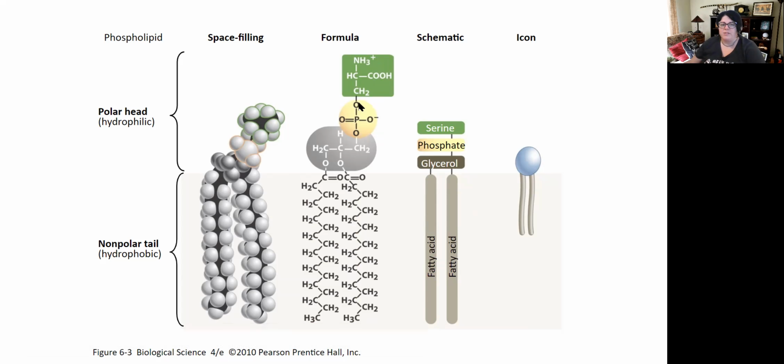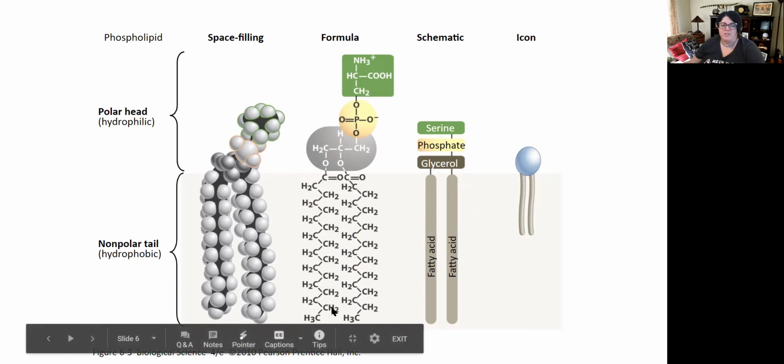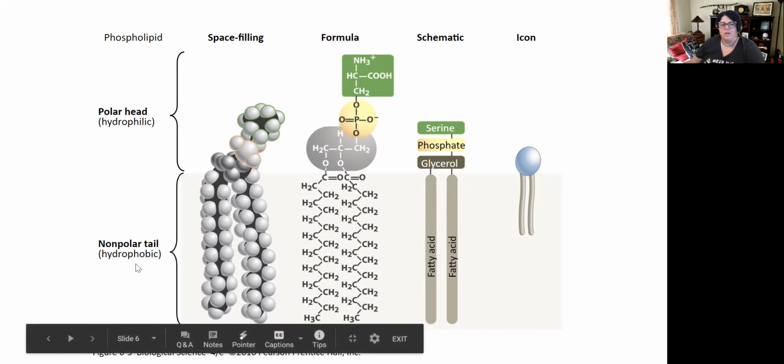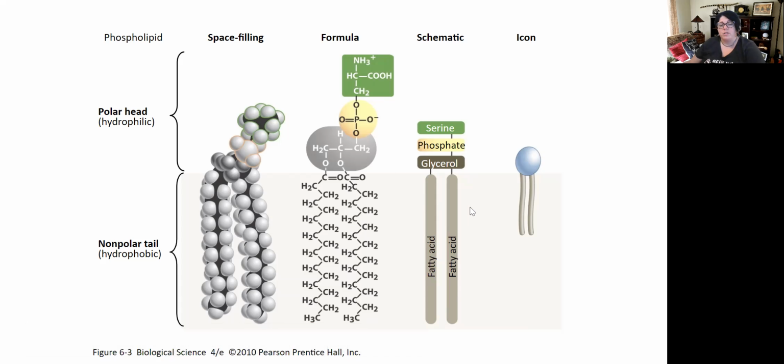So they do all have this phosphate group, which is negative, which helps with its polarity. And then they will have these fatty acid chains, which are very nonpolar. So in other words, you have a molecule that is part hydrophilic or water-loving and part hydrophobic or water-hating. And so this characteristic will help determine how these phospholipids function in the cell.